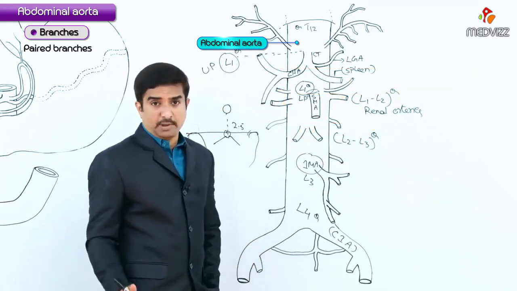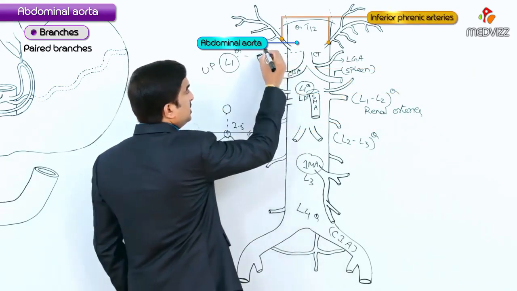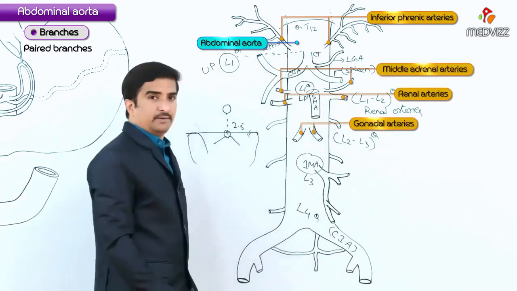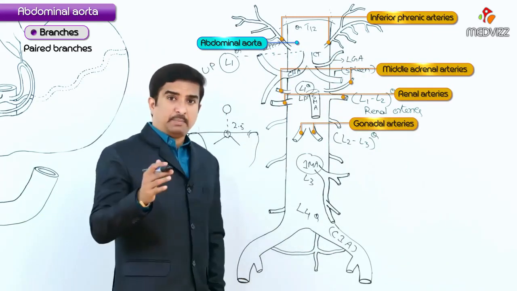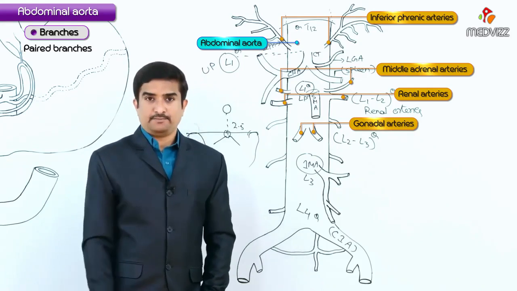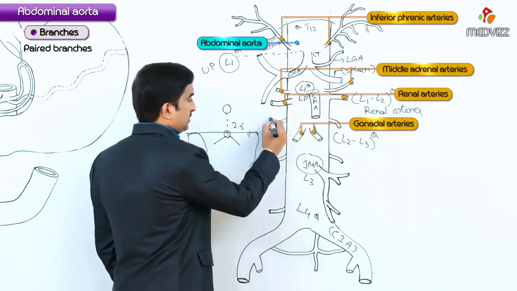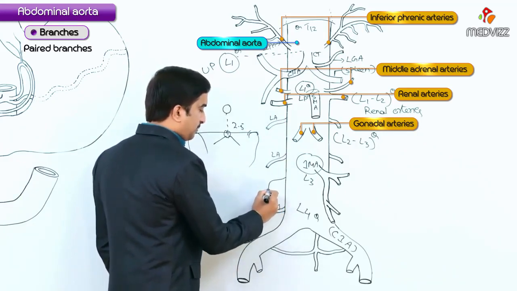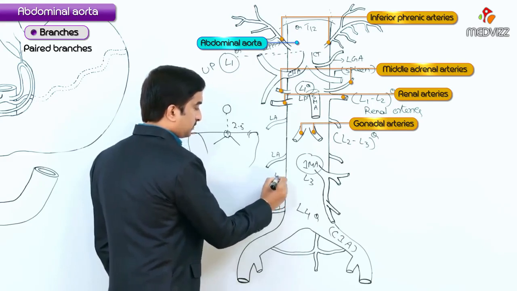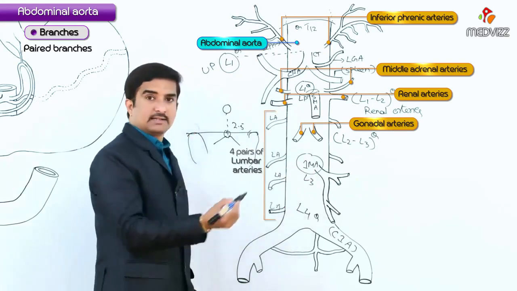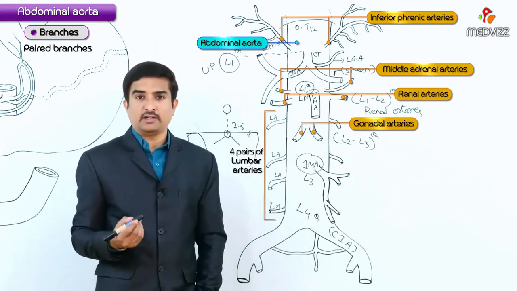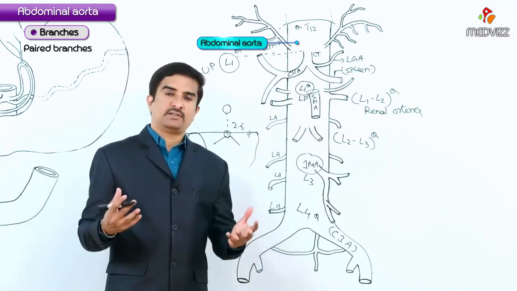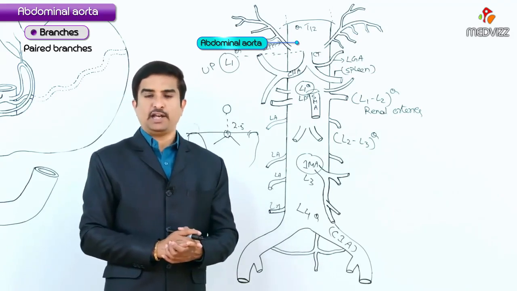And other important paired branches are the inferior phrenic arteries. This is the inferior phrenic artery, this one. We have 2 inferior phrenic arteries over here, right? These inferior phrenic arteries supply the inferior surface of the diaphragm. And we can see lumbar arteries. Actually, there are 4 pairs of lumbar arteries over here, so 4 lumbar arteries on either side. These are the paired branches. So this is about unpaired branches as well as paired branches of the abdominal aorta.